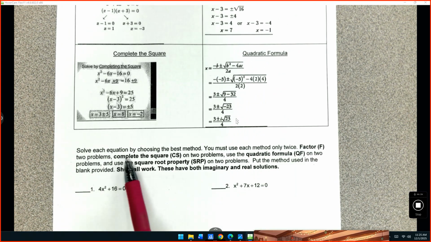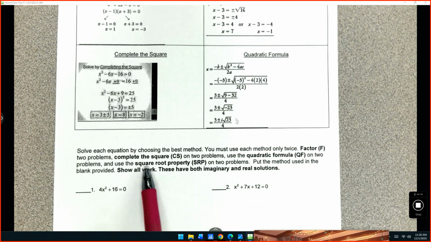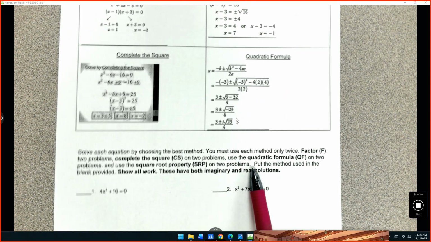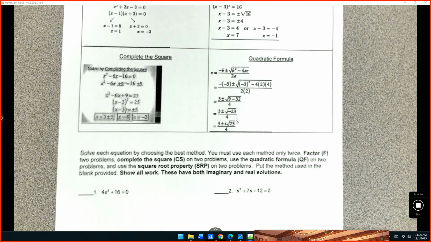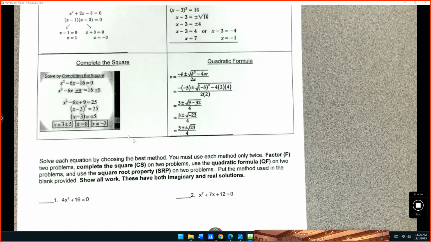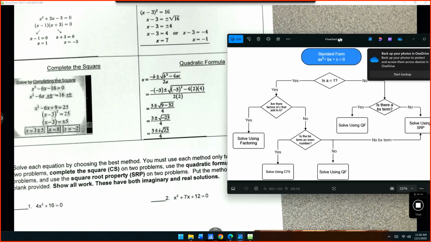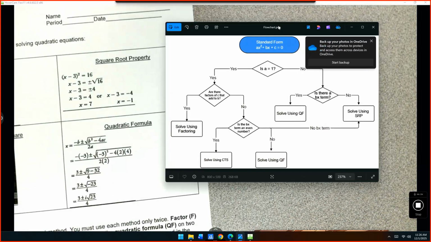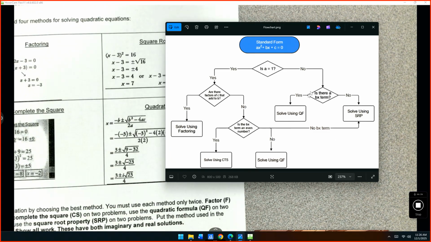Factor 2 problems, complete the square on 2, use the quadratic formula on 2, and use the square root property on 2 problems. Put the method used in the blank provided, show all work. These have both imaginary and real solutions. So what I want to show you is this little flow chart that I will also have up on the screen tomorrow when you're doing your RA, okay? So if we follow this little flow chart, it can help us land where we need to be.